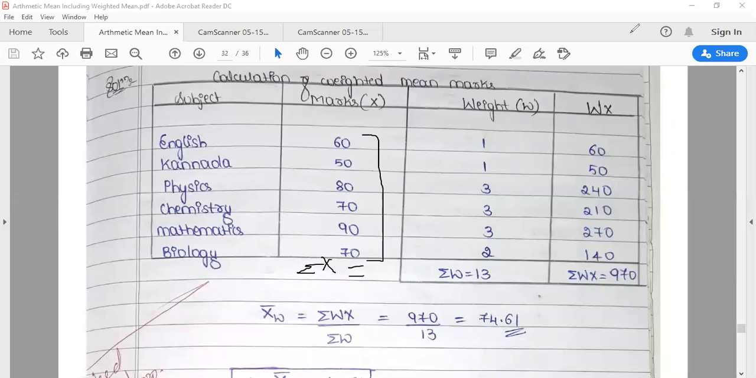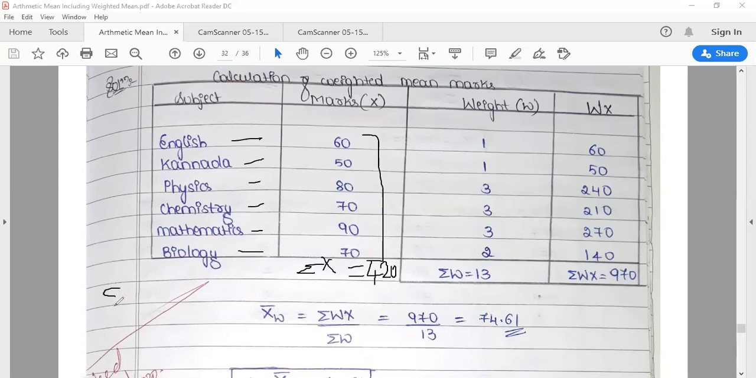Just add the marks. 60, 50, 80. Then you have 70, 90 and 70. Okay, 420. Thank you, Meghna. So sigma x is 420. Once you get sigma x, how many subjects do you have? 1, 2, 3, 4, 5, 6. So you have 6 subjects.